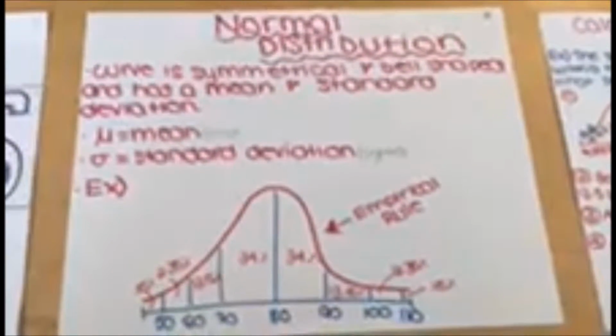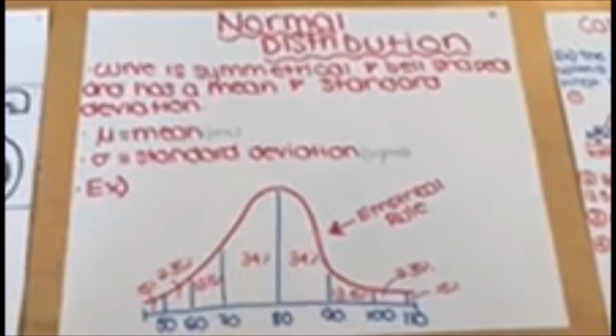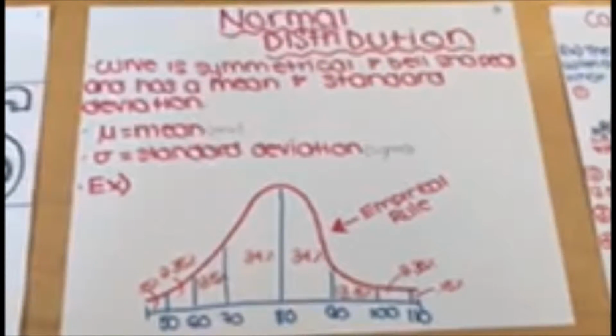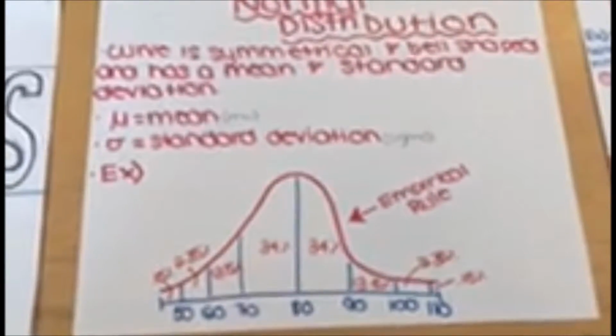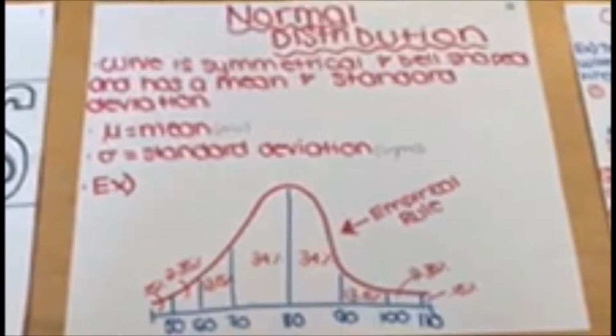Statistics. An introduction to statistics is normal distribution. It's a curve that is symmetrical and bell-shaped and has a mean and standard deviation. The symbol for mean is mu, and the symbol for standard deviation is sigma. An example of normal distribution is the empirical rule.